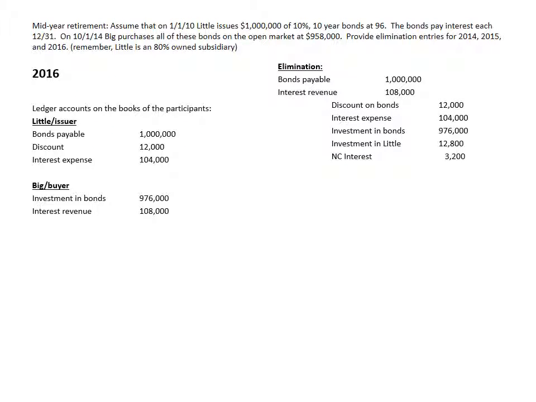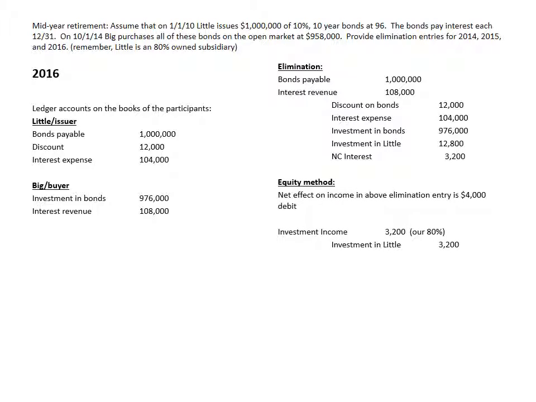And so again, we eliminate all of the ledger accounts for Big and Little, and now we're carrying forward $16,000 from the previous year, and again, since it's upstream, we share it between the investment in Little and the non-controlling interest. And the equity method entry, same as it was the previous year.